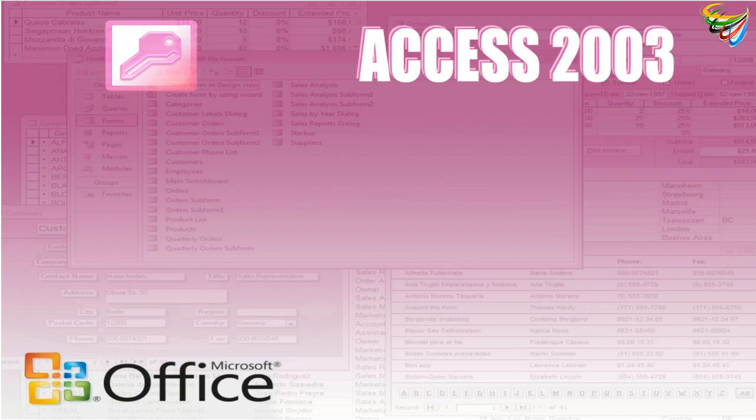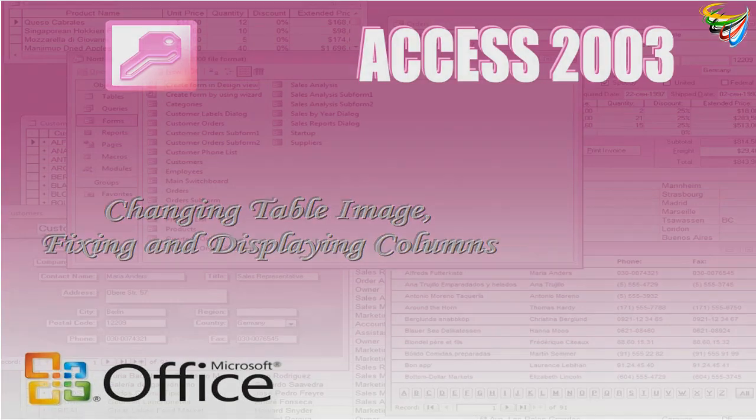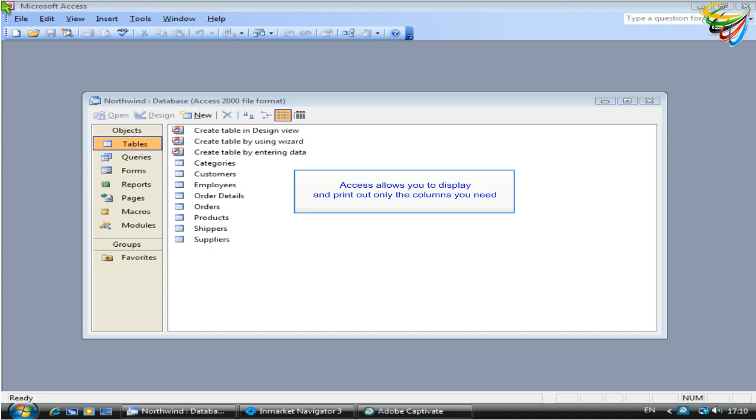Access 2003, Course 7, Lesson 4. Changing the table image, fixing and displaying columns. Access allows you to display and print out only the columns you need. Although you can hide the rest of the columns, they will be present in the table and the table's structure stays the same. To screen a column, do the following.